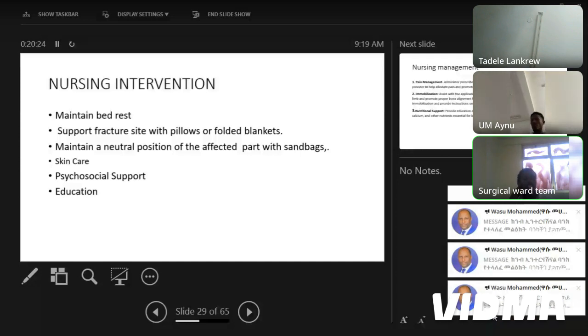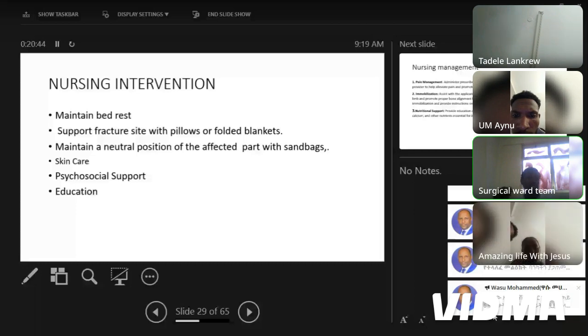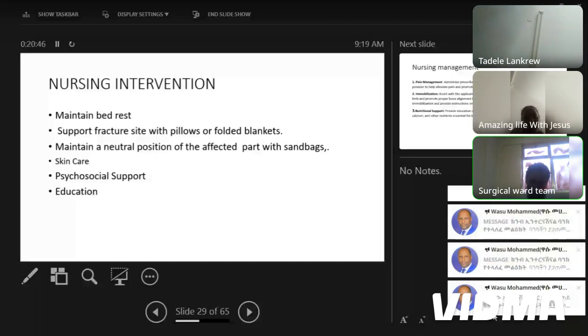Education is very important. What do we educate during a fracture? For example, how he cares for himself, the advantages of wound care, and also the advantages of supports for the fractures. We also educate on nutrition, which facilitates wound healing; it is very important to educate these patients.